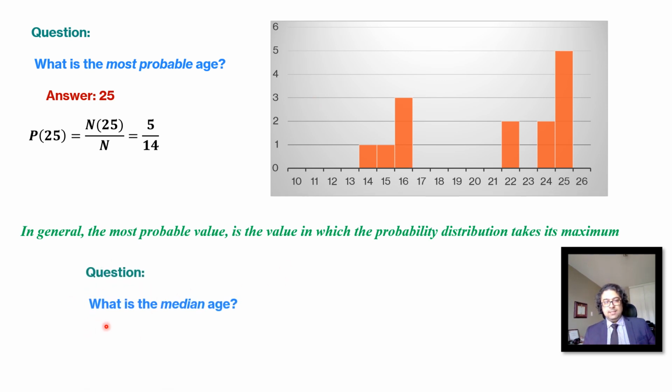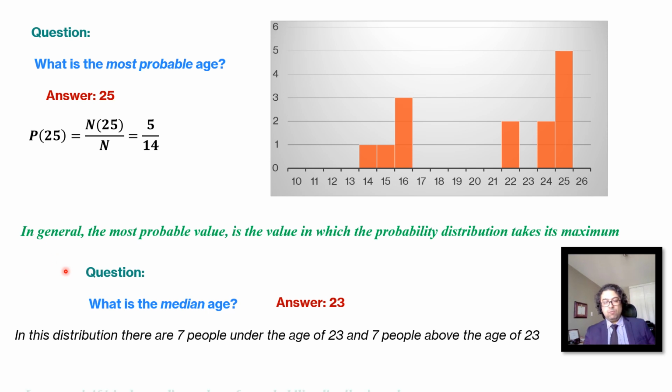Another question to be asked is, what is the median age? And the answer to that is 23. Now you see there are no individuals with the age of 23. So what do we mean by median? Well, if I look carefully at this histogram, I would see that the number of students with ages less than 23 is exactly equal to the number of students having an age greater than 23. So there are 7 students younger than the age of 23 and 7 students above the age of 23. That is the concept of median.